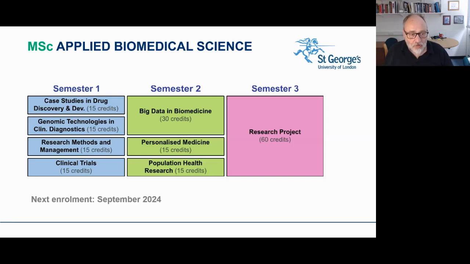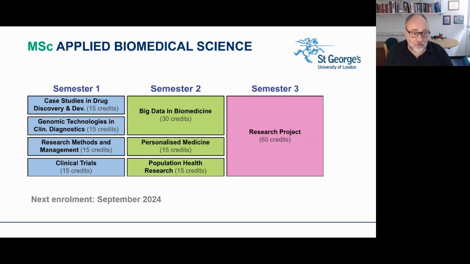Then we have a module called Research Methods and Management. This consists, on the one hand, of a number of lectures covering various generic aspects of research management. And on the other side, we also provide quite a bit of training on scientific writing, which is of course a very important skill if you want to do well as a scientist when you want to apply for funding and document your research.